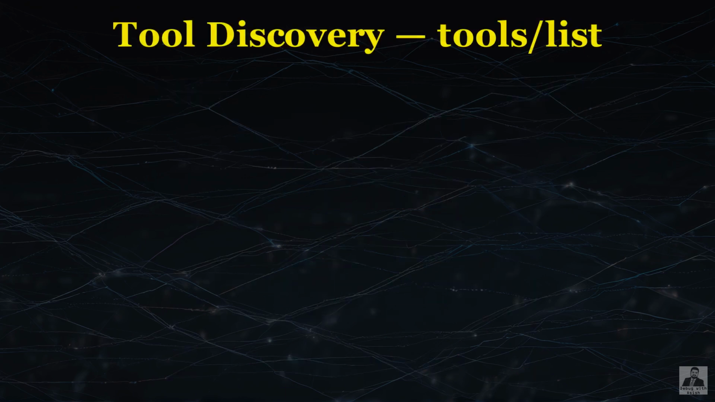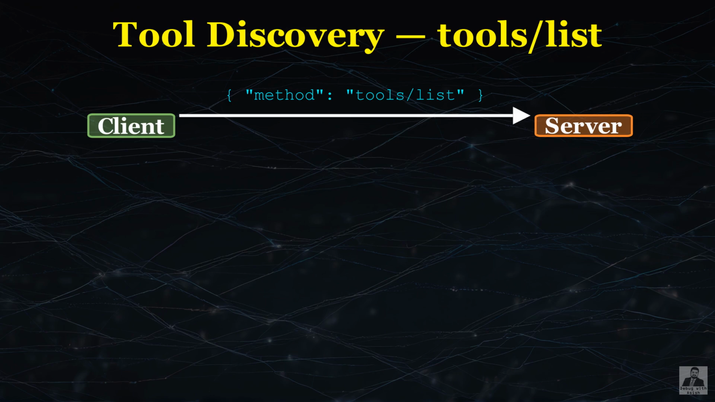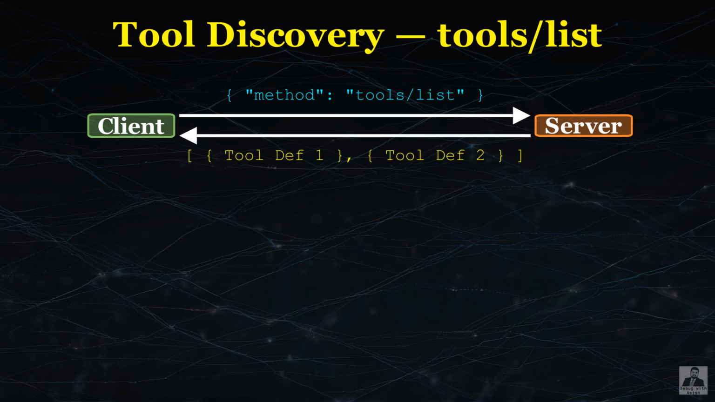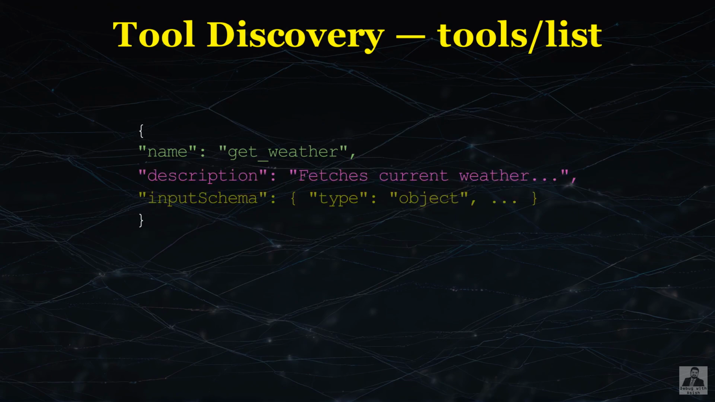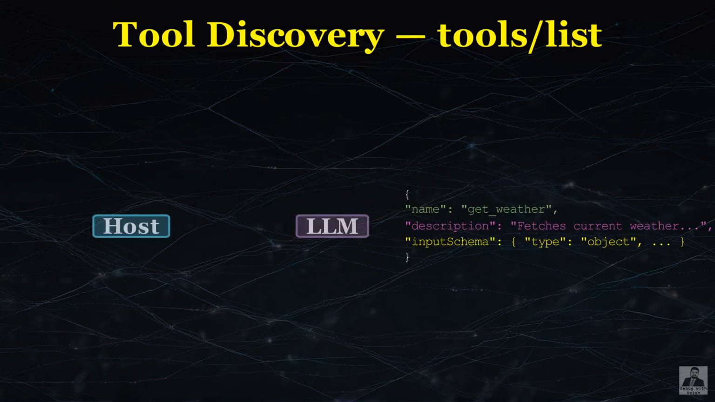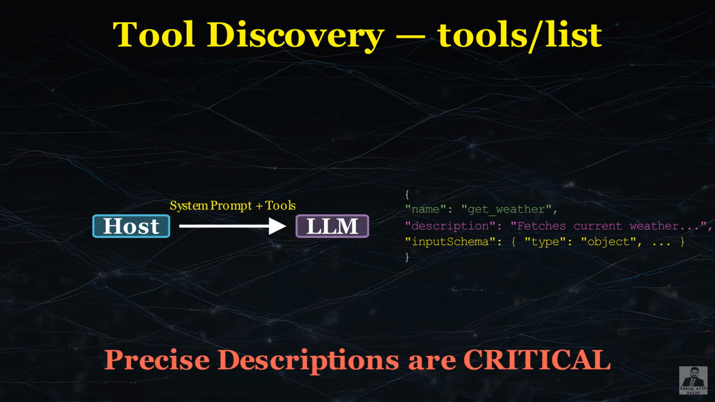Tool discovery happens immediately after the handshake. The client sends tools/list. The server responds with an array of tool definitions. Each tool has a name, a human-readable description, and an input schema that is a JSON schema object describing what arguments the tool accepts. The host injects all these definitions into the language model system prompt. The model reads the descriptions to decide which tool is relevant. This means writing a precise, accurate description is the single most important thing you do when building an MCP server.